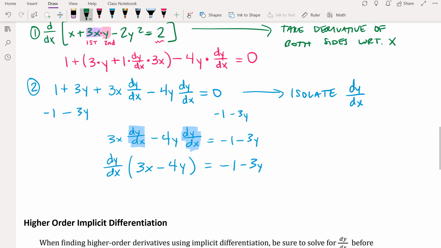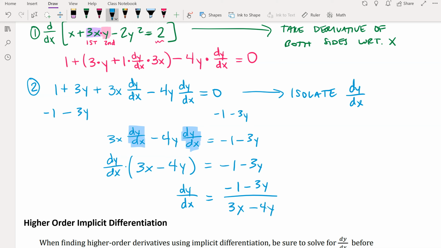We just need to divide now. We just need to divide the 3x minus 4y to the other side because this is multiplication. So we get dy/dx equals negative 1 minus 3y divided by 3x minus 4y. Okay, sweet.